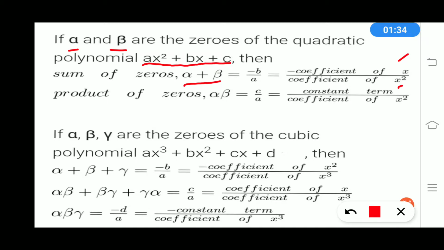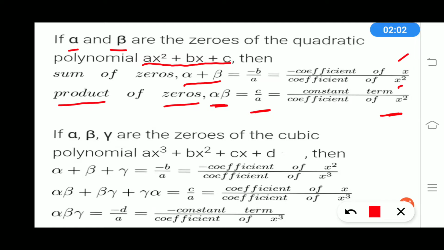Next, product of zeros. So alpha into beta equals c by a. Here c is a constant term, that means in this polynomial ax square plus bx plus c, c is a constant, so constant term divided by a, and again a is the coefficient of x square, so divided by coefficient of x square.